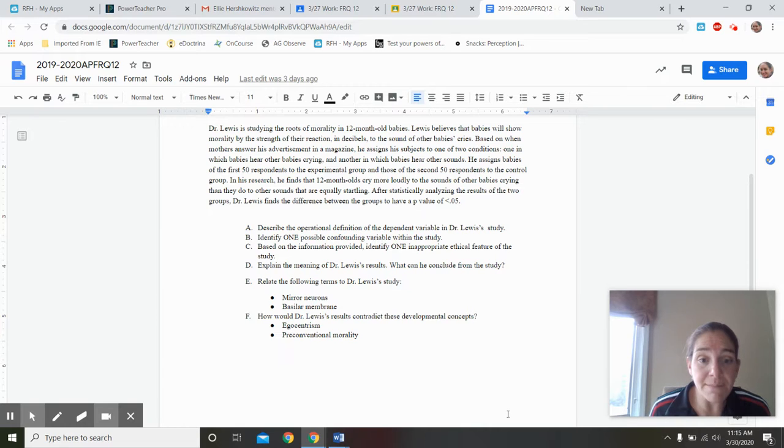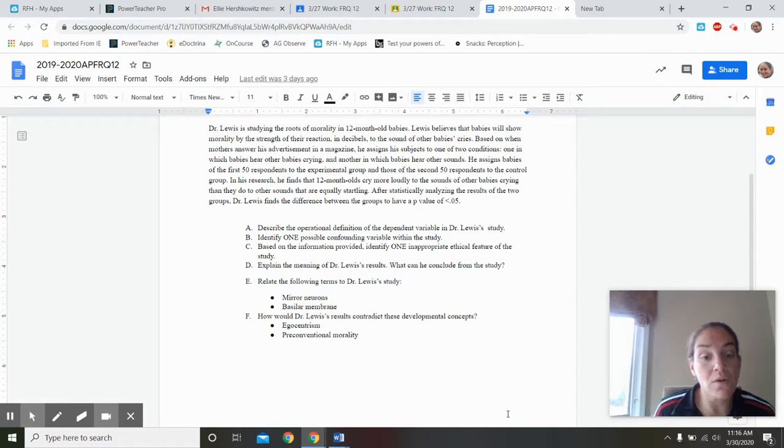So the basilar membrane is instrumental in transduction, in being able to hear what is going on. So the baby's basilar membranes are going to be firing when they hear the cries, as well as the other sounds. Okay, and then how would Dr. Lewis's results contradict these developmental concepts, egocentrism and pre-conventional morality?